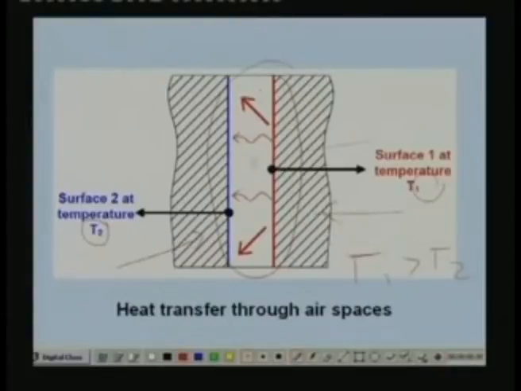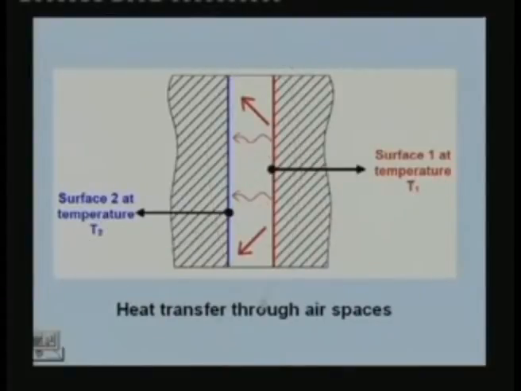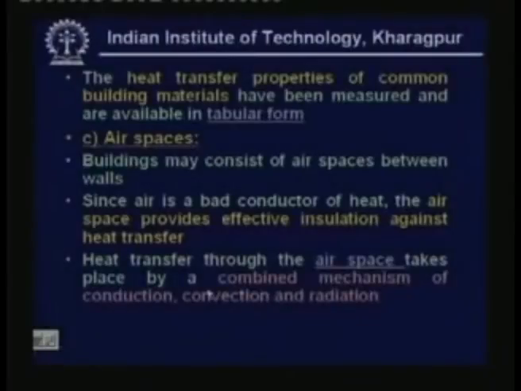Since you have air here, heat transfer takes place by conduction through the air, by convection from the surface to the air and from the air to the surface, and directly by radiation from this surface to this surface. So you have all three heat transfer modes taking place from one surface to the other through the air film. This is the air gap. For this kind of air space, how do we calculate the heat transfer rate?